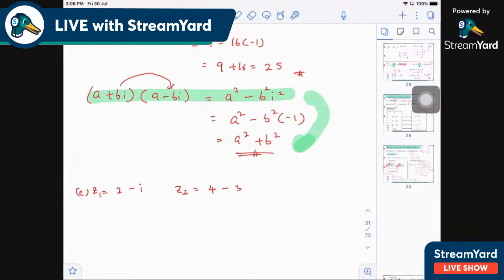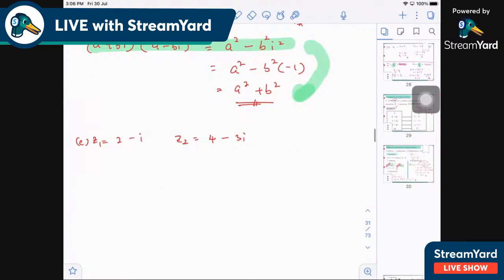If I multiply this, 2 times 4 here, I'm going to get 8. Then 2 times negative 3i, I'm going to get minus 6i. Negative i times 4 is minus 4i. And negative i times negative 3i, I'm going to get positive 3i squared. So from here, you get 8 minus 6i minus 4i plus 3 i squared. I squared is what? Oh, negative 1. So from here it is very obvious. 8 minus 3, minus 10i there. I'm trying to do it a bit faster. So I get the answer here.